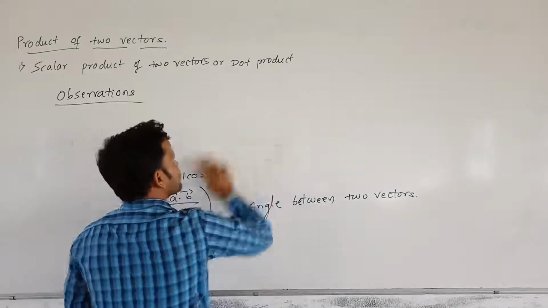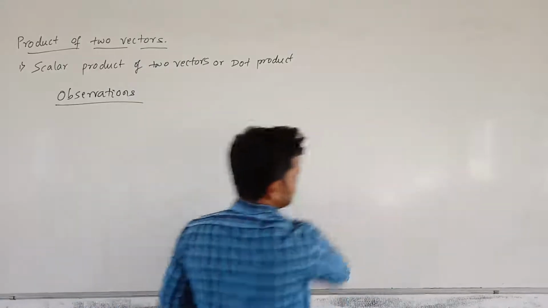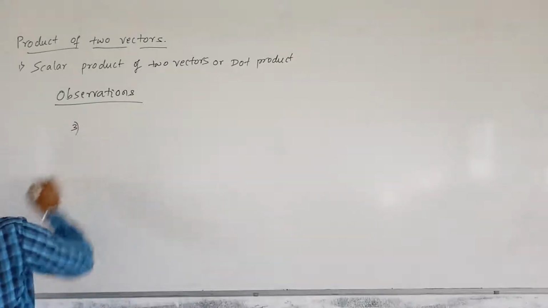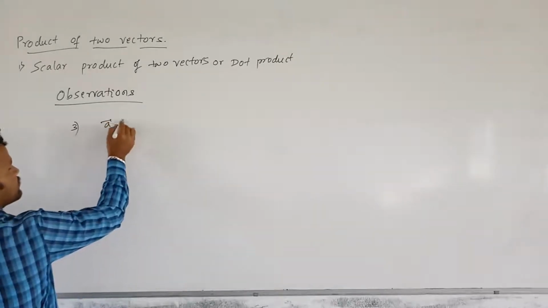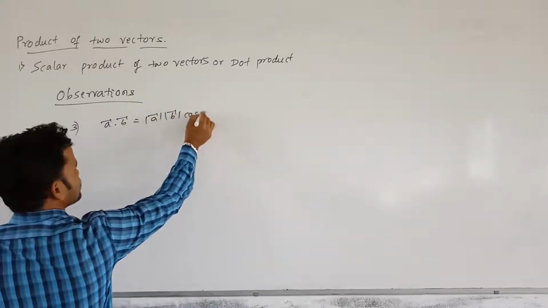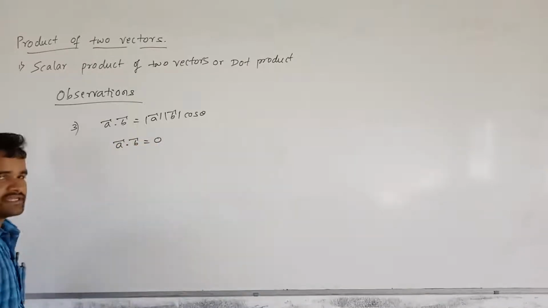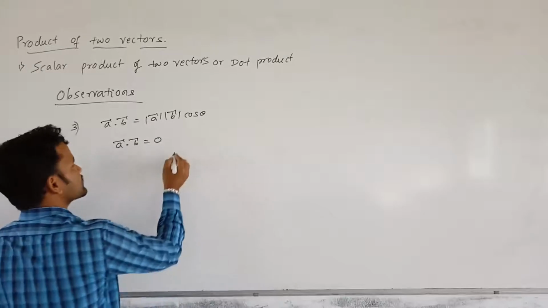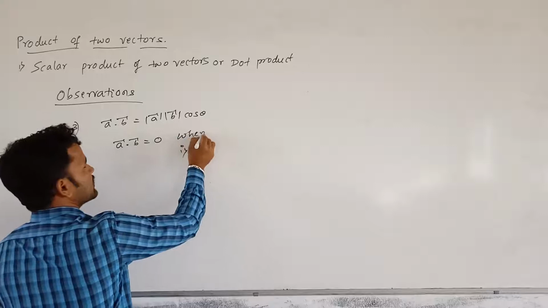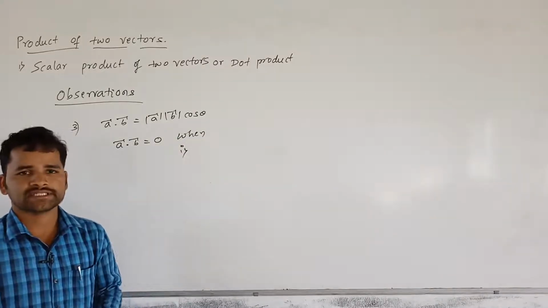Now going to the third observation. A dot B is equal to magnitude of vector A into magnitude of vector B into cos theta. A dot B is equal to 0 in only two cases. What are those? A dot B is equal to 0 when the first one is either vector A is equal to 0 or vector B is equal to 0.